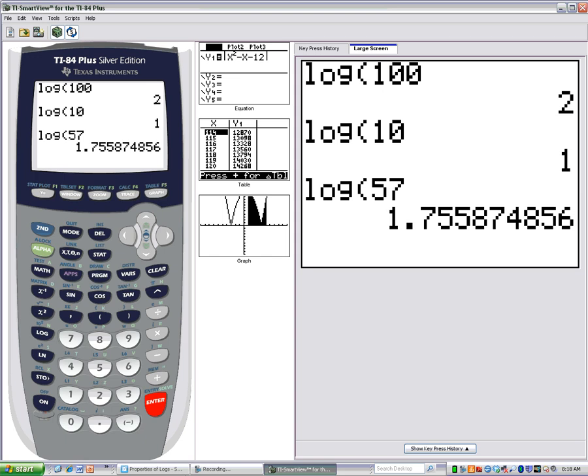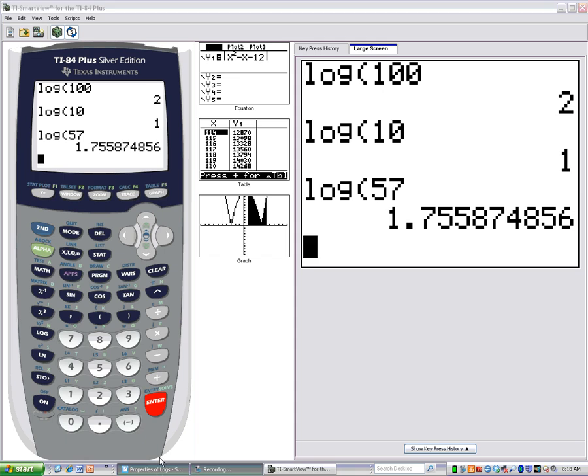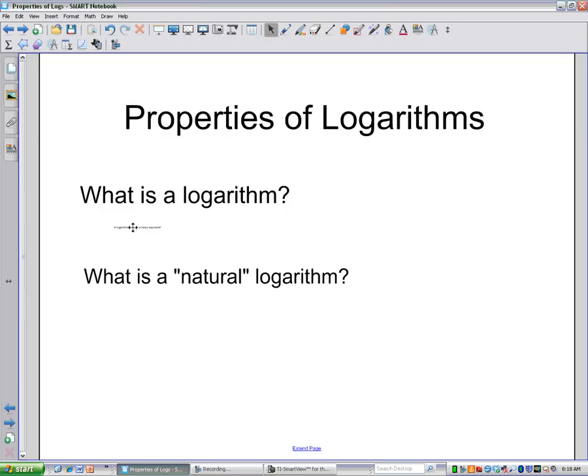Okay, so question answered. What's a logarithm? A logarithm is just a fancy exponent. Okay, that's all it is. It's an exponent. Don't get scared by the name. If you just remember it's an exponent, it's a fancy exponent, it's a highfalutin exponent. That's what it is.